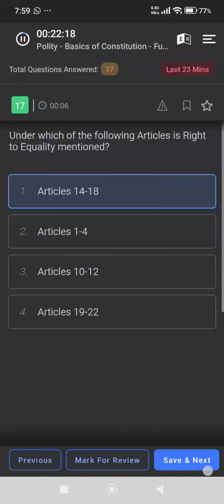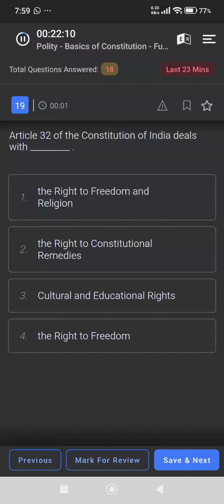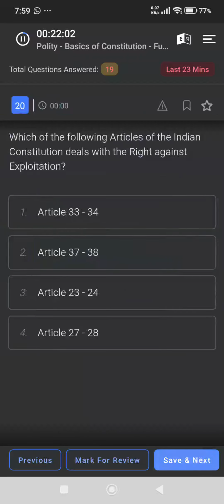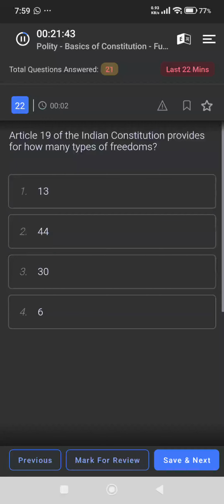Under which of the following articles is the right to equality mentioned? Article 14 to 18. Out of the following, which one is a fundamental right in the Constitution of India? A right to freedom. Article 32 of the Constitution of India deals with the right to constitutional remedies. Which of the following articles of the Indian Constitution deals with the right against exploitation? Article 23 to 24. Which of the following articles establishes the provision for the right to education? Article 21A. Article 19 of the Indian Constitution provides for how many types of freedom? 6.